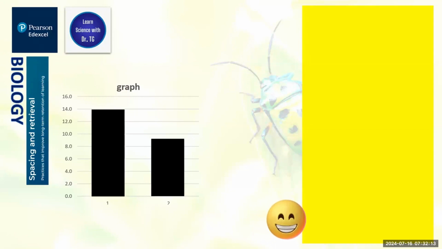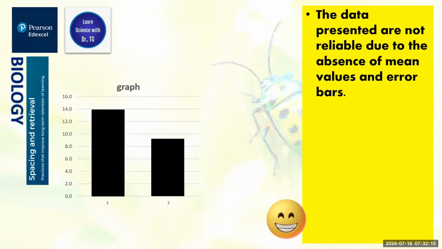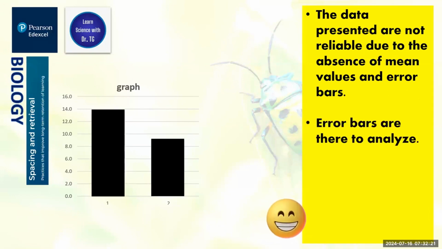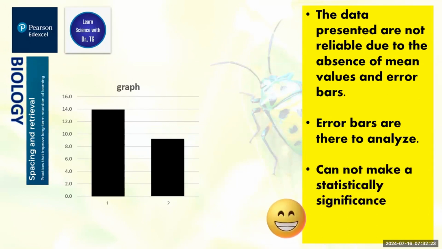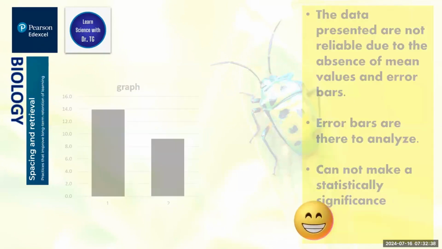In that case, you should also tell the data presented are not reliable due to the absence of mean value and error bar. And second thing you write, error bars are not there to analyze, so we cannot make any statistical significance. So these are the three scenarios you get when you're going to analyze data in the exam.